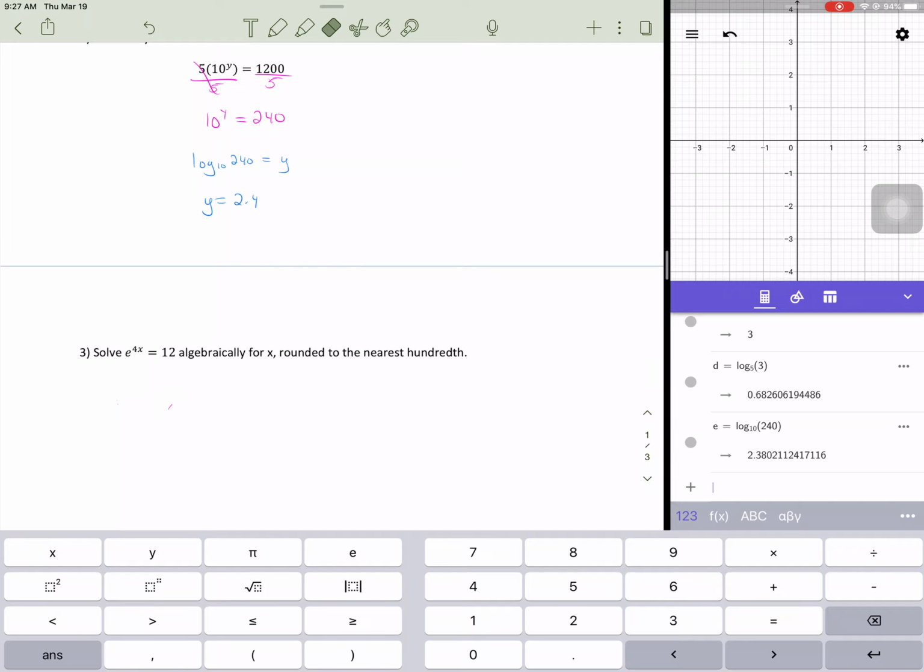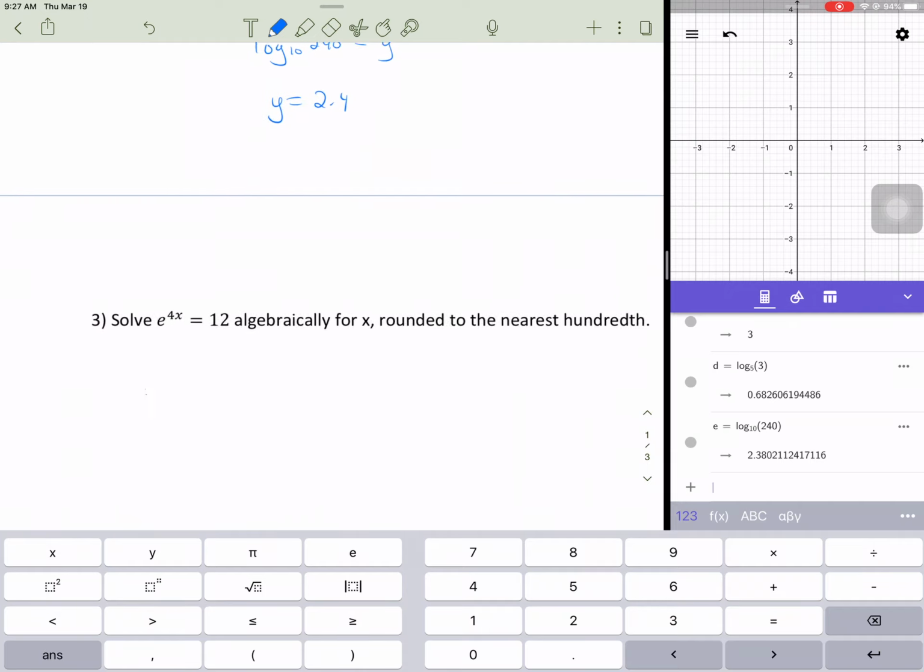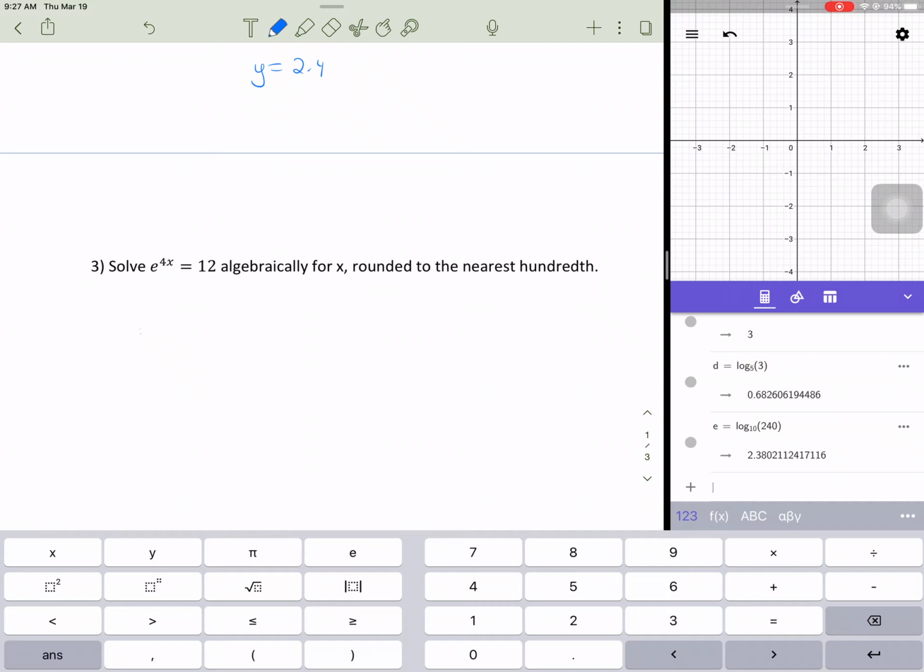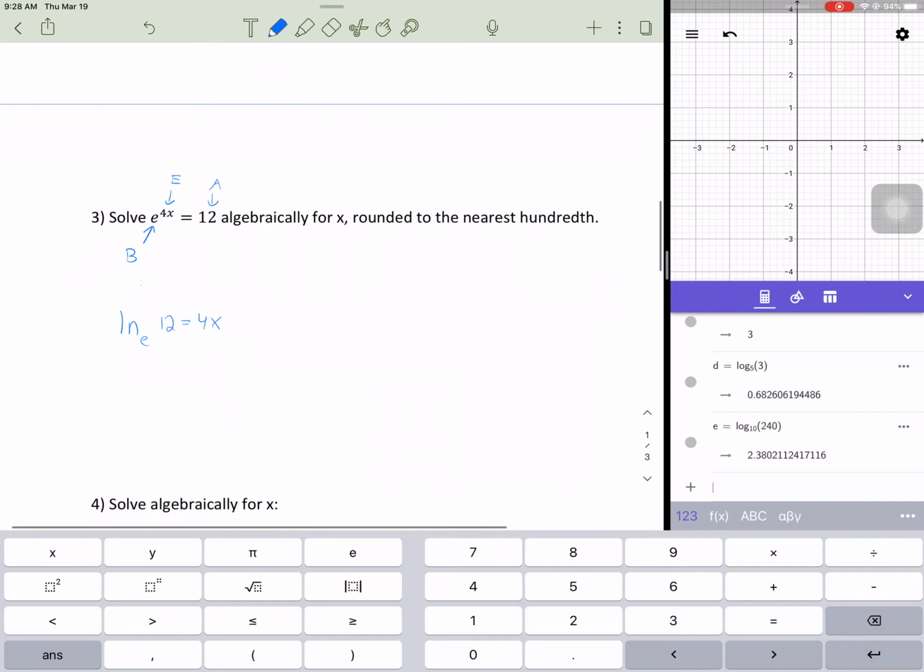Next up. Okay, so now they're going to start doing things where the exponents might be a little weird. So solve this algebraically for x rounded to the nearest hundredth. No big deal. It's still the same thing, except now we have a base, we have an exponent, and we have an answer. So since it's base e, let's use ln instead of log. So ln base e of 12 equals 4x. Okay, well, remember, the base e is not really going to show up there, so ln of 12 equals 4x.